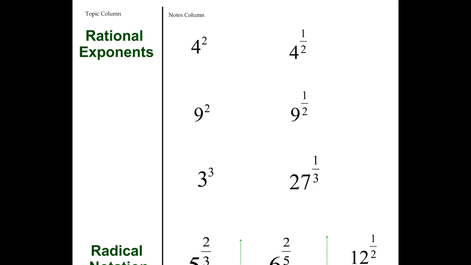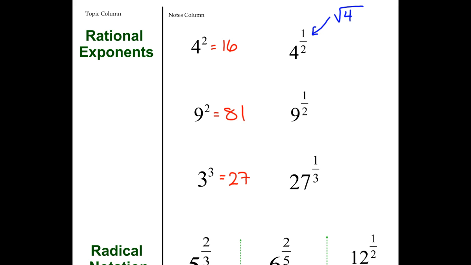So 4 squared, we all know what 4 squared is. It's really 4 times 4, so that is 16. 9 squared is 9 times 9, which is 81. And 3 cubed is 3 times 3 times 3, which is 27. Well, now we have to go and we have to think about the opposite. So if I have 9 to the 1/2, really what this is the same thing as, 9 to the 1/2 is the same thing as this, or sorry, 4 to the 1/2 is the same thing as the square root of 4.